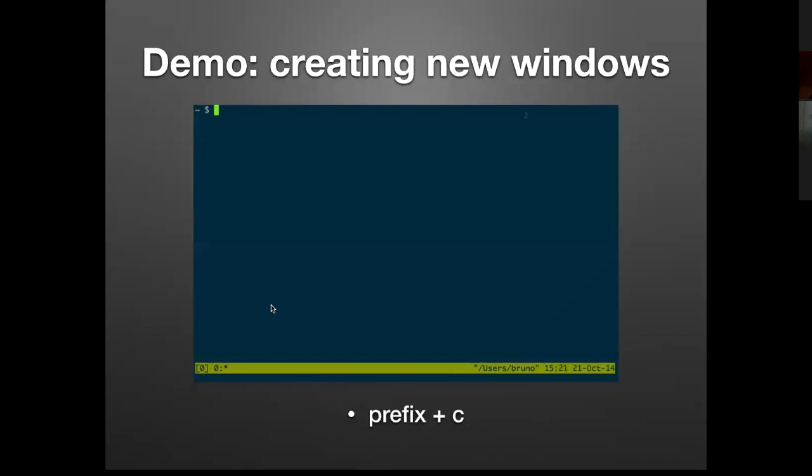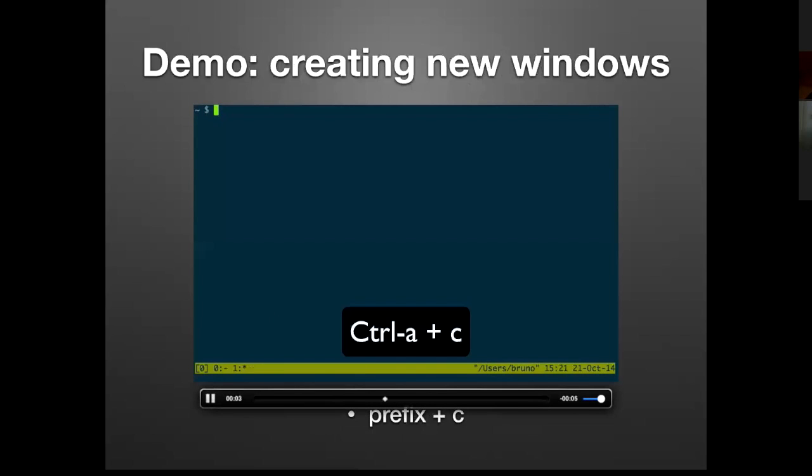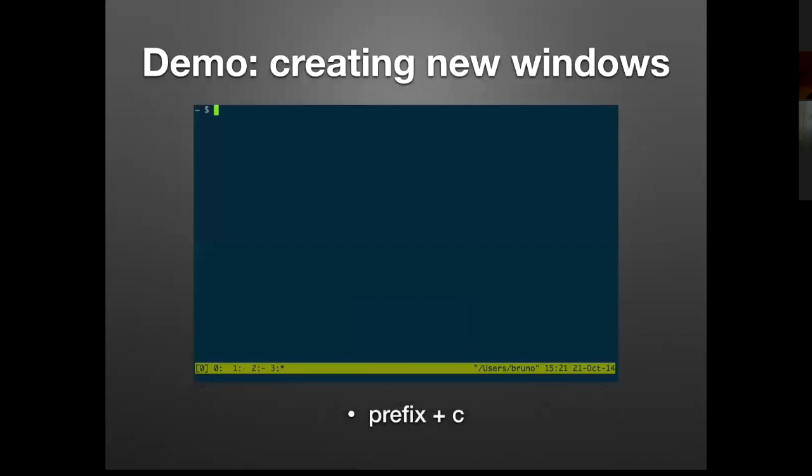As a beginner, you have this pain point of having to manage multiple windows. So how do you create those new windows on tmux? That too is really easy. It's just the control A plus C key binding. So it's just prefix plus C. C stands for create, I suppose. Now you have multiple windows, and you can see at the bottom of the screen you have numbered windows 0, 1, 2, 3. So that's how you create windows.